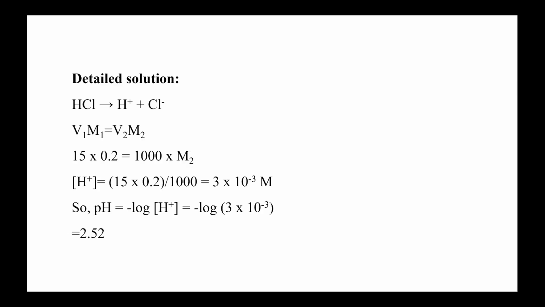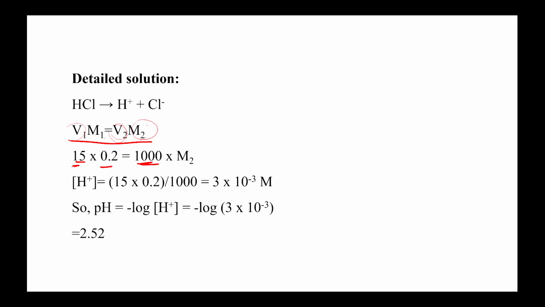So initial volume is 15 ml. Initial concentration is 0.2 molar. Final volume is 1 liter. Since this is in ml, we have to write this also in ml. Whenever you are writing this equation, just make sure you are using the unit. If you are taking this as molar, this will also be in molar. If this is in ml, this will also be in ml. If this is in liter, this will be in liter. If this is in millimolar, this will be in millimolar. So you have to check that the LHS is equal to RHS.